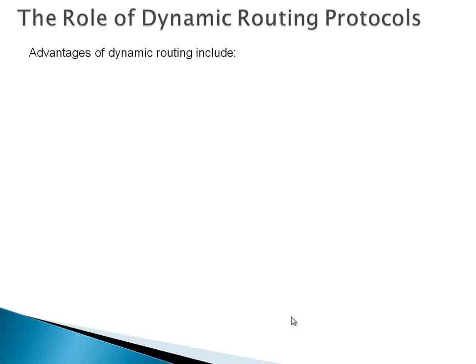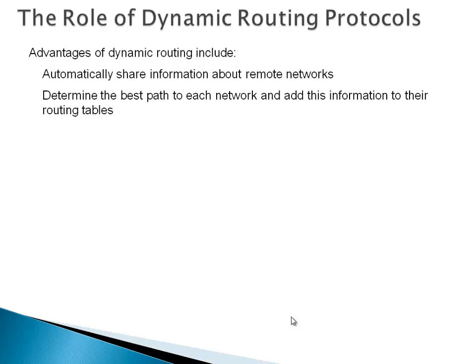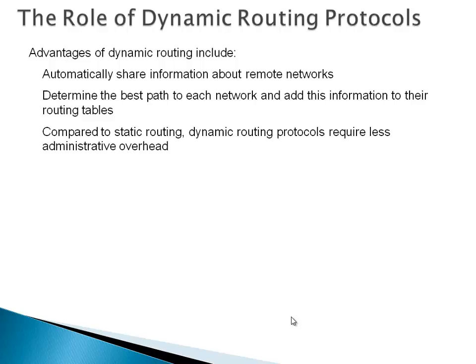Advantages of dynamic routing include that we automatically share information about remote networks. As soon as one new network comes along, we automatically share that information, determine the best path to each network, and add this information to the routing table. Compared to static routing, dynamic routing protocols require less administrative overhead. You enable it once and you can forget about it.